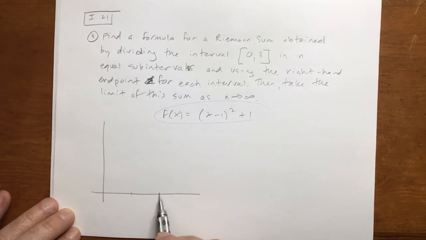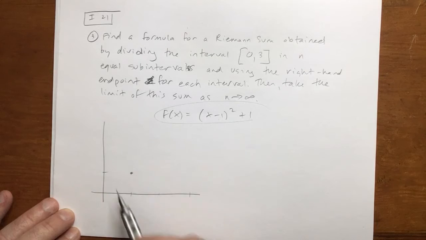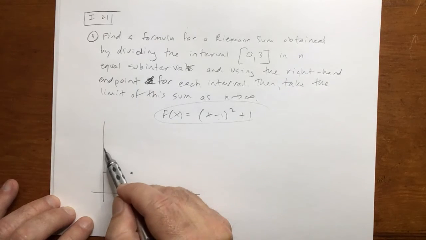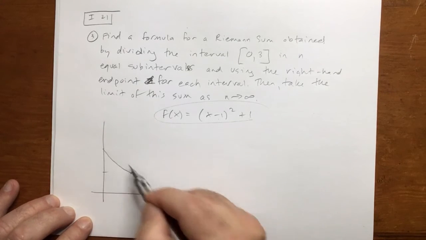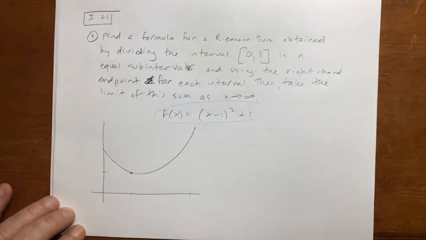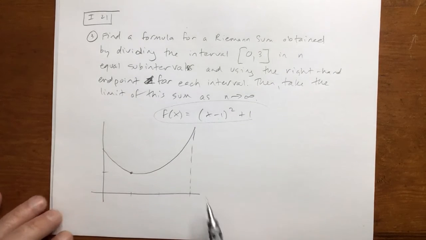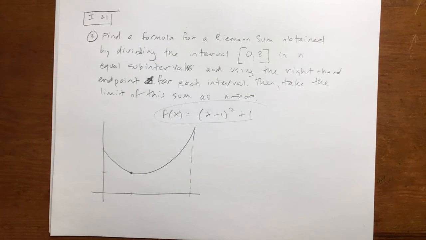So 1, 2, 3, and here I have my vertex. It is opening up, and so it's going to look something like this. And note I'm not really caring too much about the y values. It's unimportant for our problem.